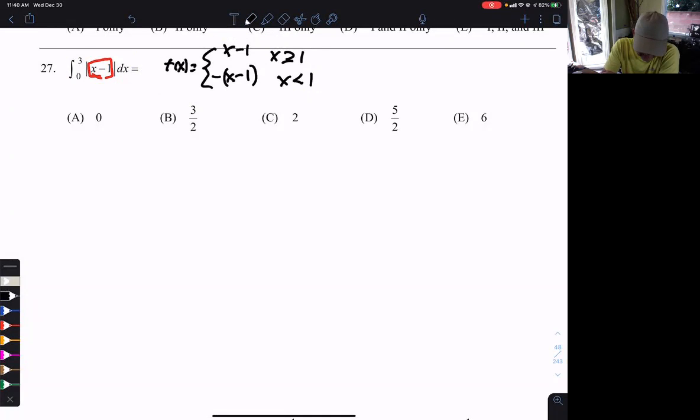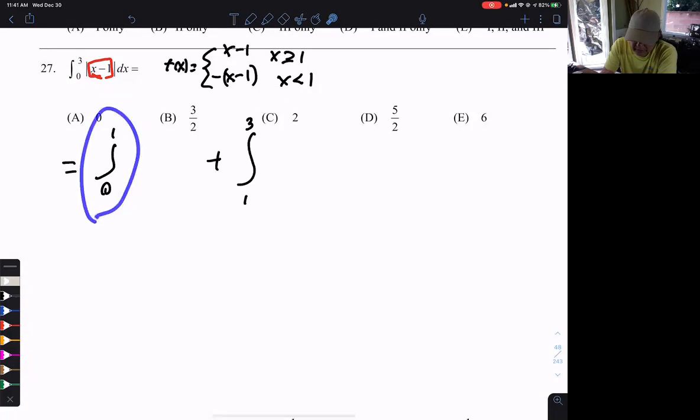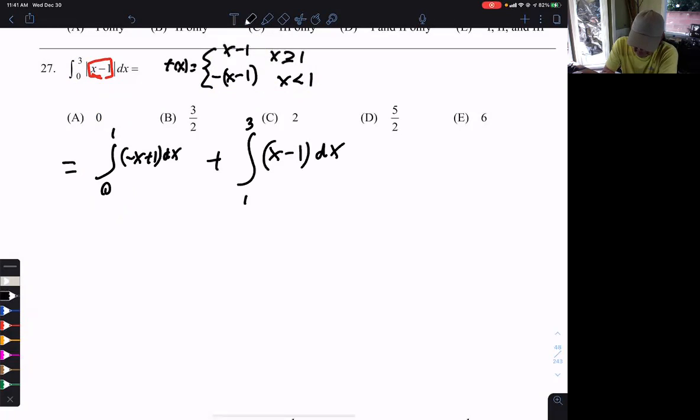So I would rewrite this integral as the integral from 0 to 1 plus the integral from 1 to 3. So I broke this from 0 to 1 and then 1 to 3. From 0 to 1, it equals this function because that's to the left of 1. So that's actually going to be minus x plus 1 dx. And then from 1 to 3, it's going to equal that function, so I'm going to do x minus 1 dx.